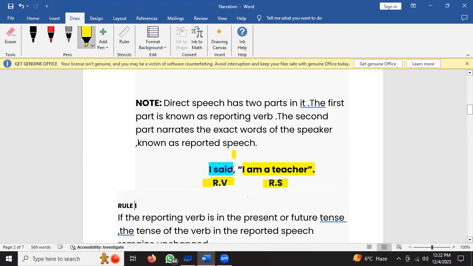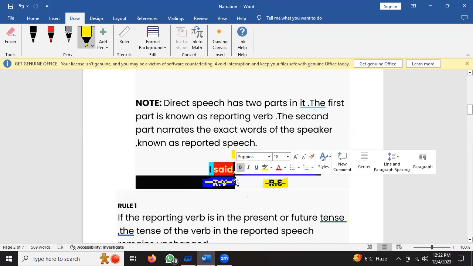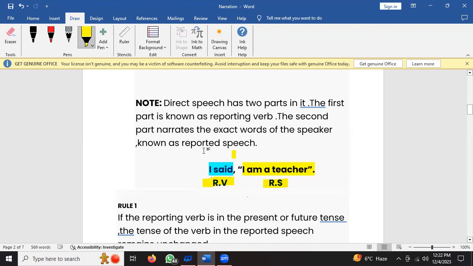We can alter it. We can write reported speech first and reporting verb after it. So both ways are applicable. Either you say "I said," comma, inverted commas begin, or you change it like "I am a teacher," I said. So both of the ways are correct.